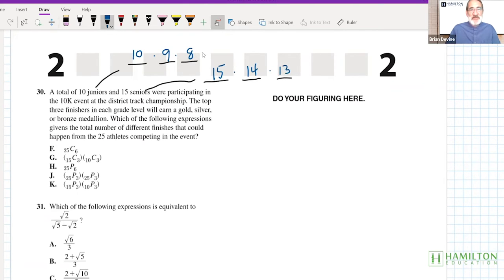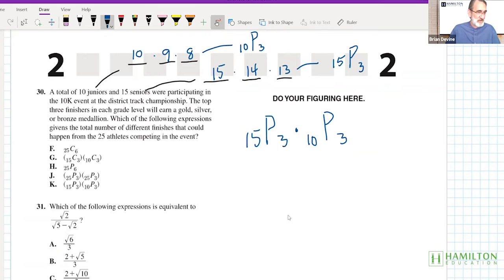Now, it just so happens that this is 10 permuted by 3. And this number here is 15 permuted by 3. And so all possible would be, well, there's all the possible ways that I could have seniors finish. And for all those possible ways, there's all the possible ways that I could have juniors finish. And so this becomes a permutation and fundamental counting principle idea, and our answer is K.